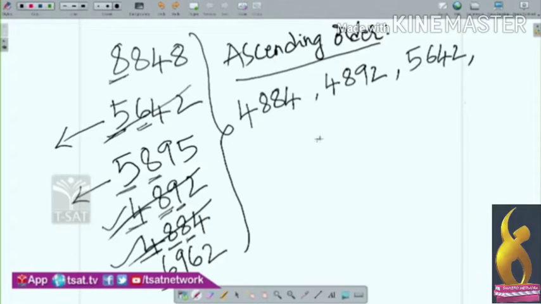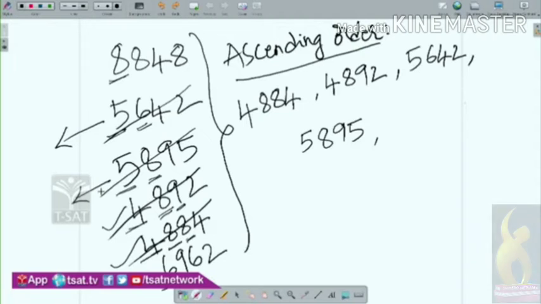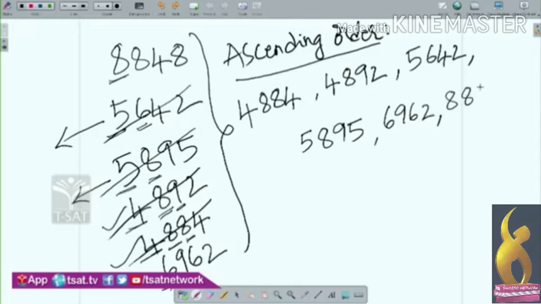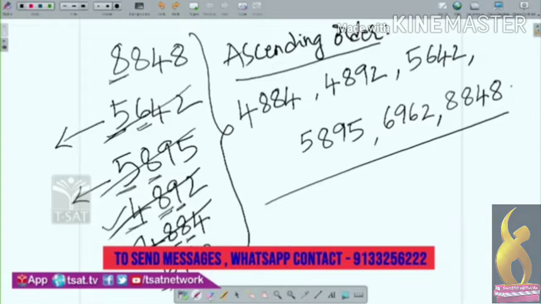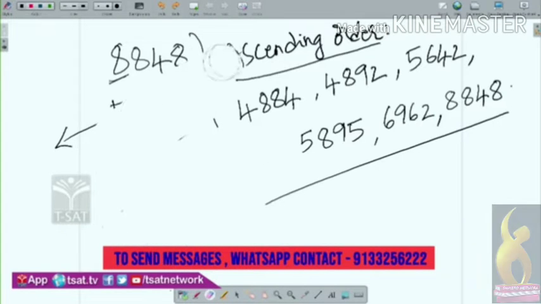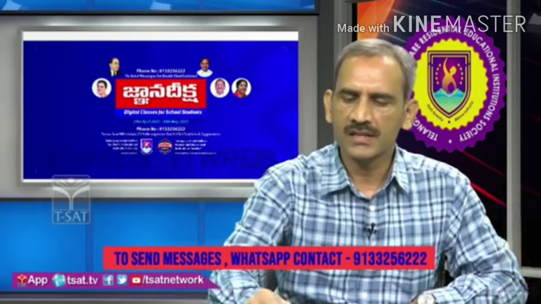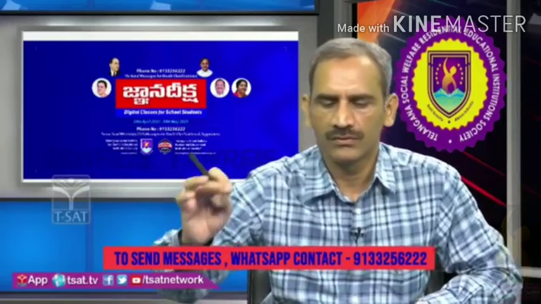Next, what will be the other number? Next, the number is 5895. This is also finished. Next, you are left with only two numbers. One is 6962 and the other one is 8848. Obviously, you know that 6000 is lesser than 8000. So the next number is 6962 and the highest number is 8848. We arrange the numbers like this from smaller to bigger. If you arrange the numbers like this, it is known as ascending order. Like this, we arrange the numbers in both ascending order as well as descending order. This comparison is also very important in our daily life.